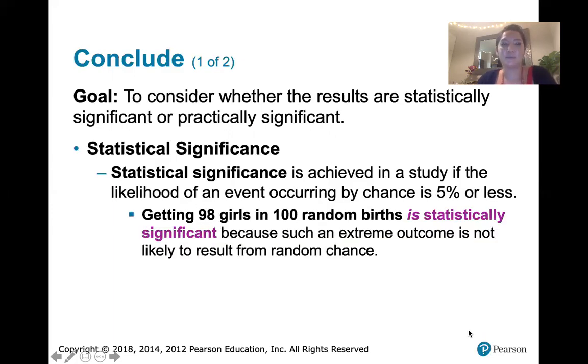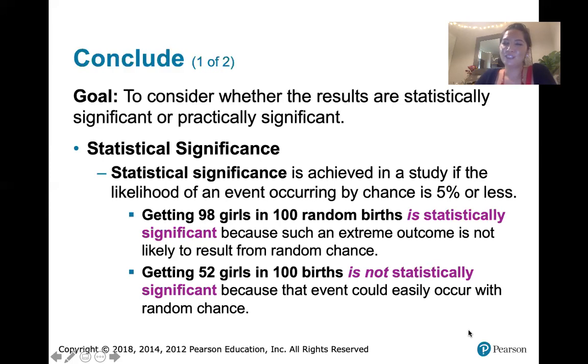So here's an example. Let's say you had 100 random births and you got 98 girls somehow. Well, normally, it's either a girl or a boy after birth. If you have 98 girls out of 100 random births, and we think typically it's close to 50-50 as far as getting a boy versus getting a girl, it's very statistically significant that there are 98 out of 100 random births that happen to be girls. Something happened. Why? How did we get all these girls? It's a very extreme outcome, and it's not likely to result from random chance.